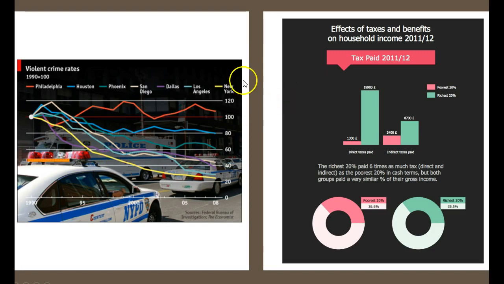Now take a look to the right. This is a well-designed graphic. So it looks like this is an infographic explaining the effects of taxes and benefits on household income. It's describing taxes paid for 2011. This does a good job of utilizing different colors.